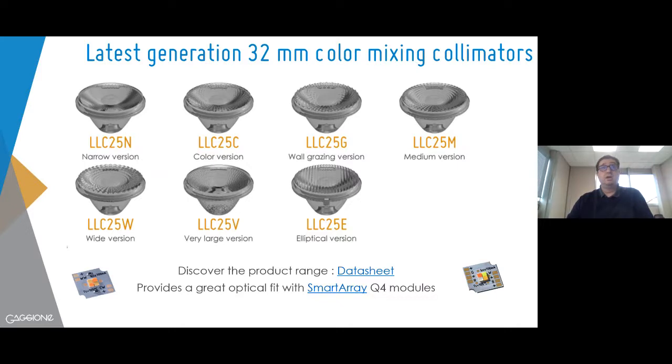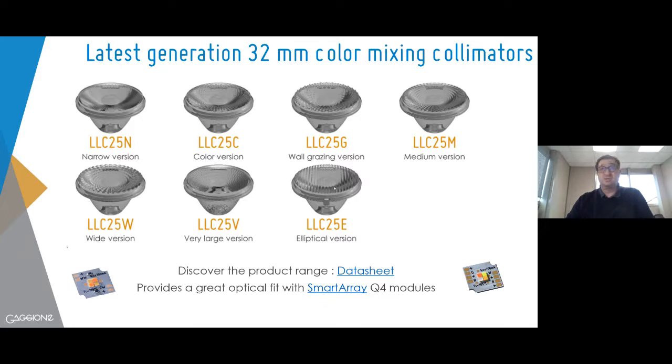Here, as an example, all of these 32mm color mixing optics will be compatible and will provide great color mixing results and consistency with the Smart Array Q4 modules from Lumitronix. And we here have 3 different narrow beams. We have a proper narrow beam. We have a color beam, which is something you will find in many of our product range. Color beam is not necessarily the most narrow version of our collimators, but it's the best compromise we've been able to come out with, considering it has to be narrow, but still provide a good color mixing consistency.